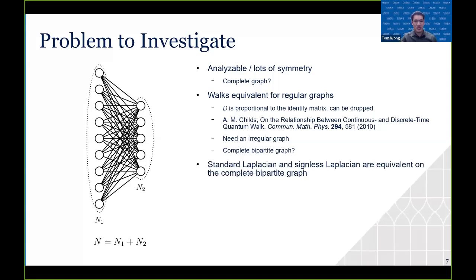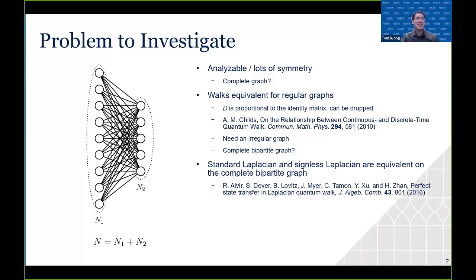But a previous result from some of you on here, I think Tino is on here, I saw, is that if you just do a quantum walk, that's not a search algorithm or anything like that, then the standard Laplacian and the signless Laplacian are actually equivalent on the complete bipartite graph. And so if you want to have a difference between these types of quantum walks, you can't just do a walk on the complete bipartite graph. You need to add something to it.